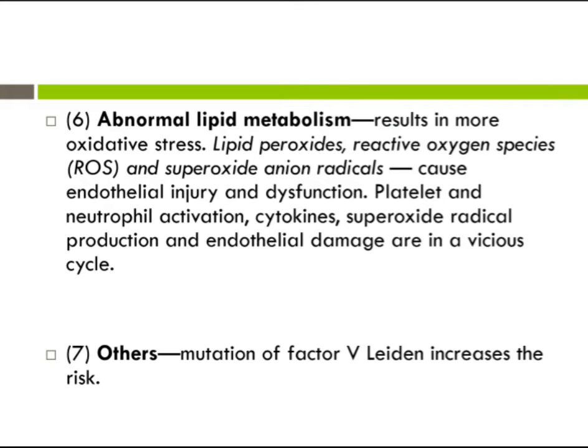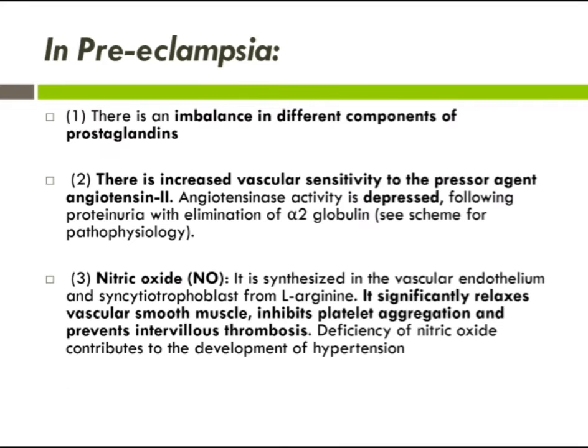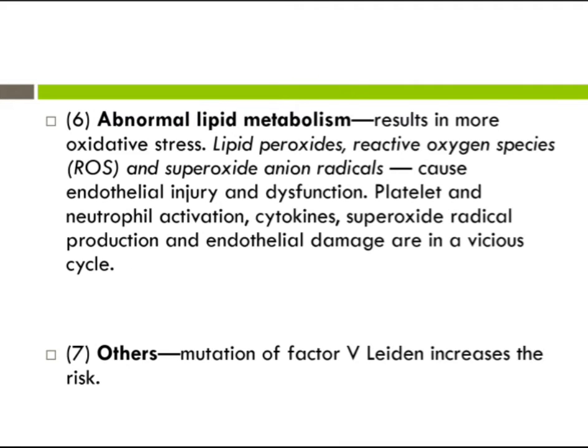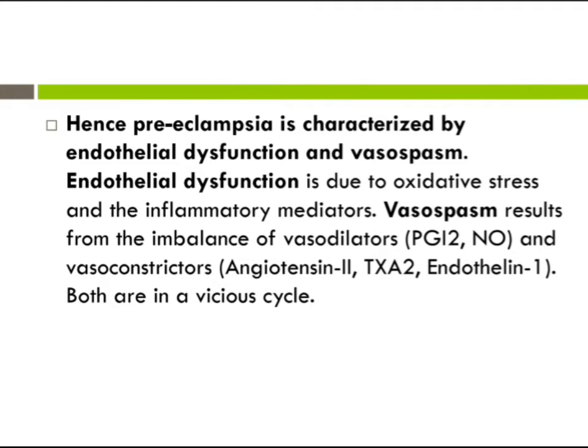So, I've talked about 7 factors that contribute to preeclampsia. Let's just look at them: imbalance in different components of prostaglandins, increased vascular sensitivity to angiotensin II, nitric oxide, endothelin-1, inflammatory mediators, abnormal lipid metabolism, and mutation of factor V Leiden. Hence, preeclampsia is characterized by endothelial dysfunction and vasospasm. Endothelial dysfunction is due to oxidative stress and the inflammatory mediators. Vasospasm results from the imbalance of vasodilators, prostaglandin I2 and nitric oxide, and vasoconstrictors such as angiotensin II, thromboxane A2, and endothelin-1. Both are in a vicious cycle.